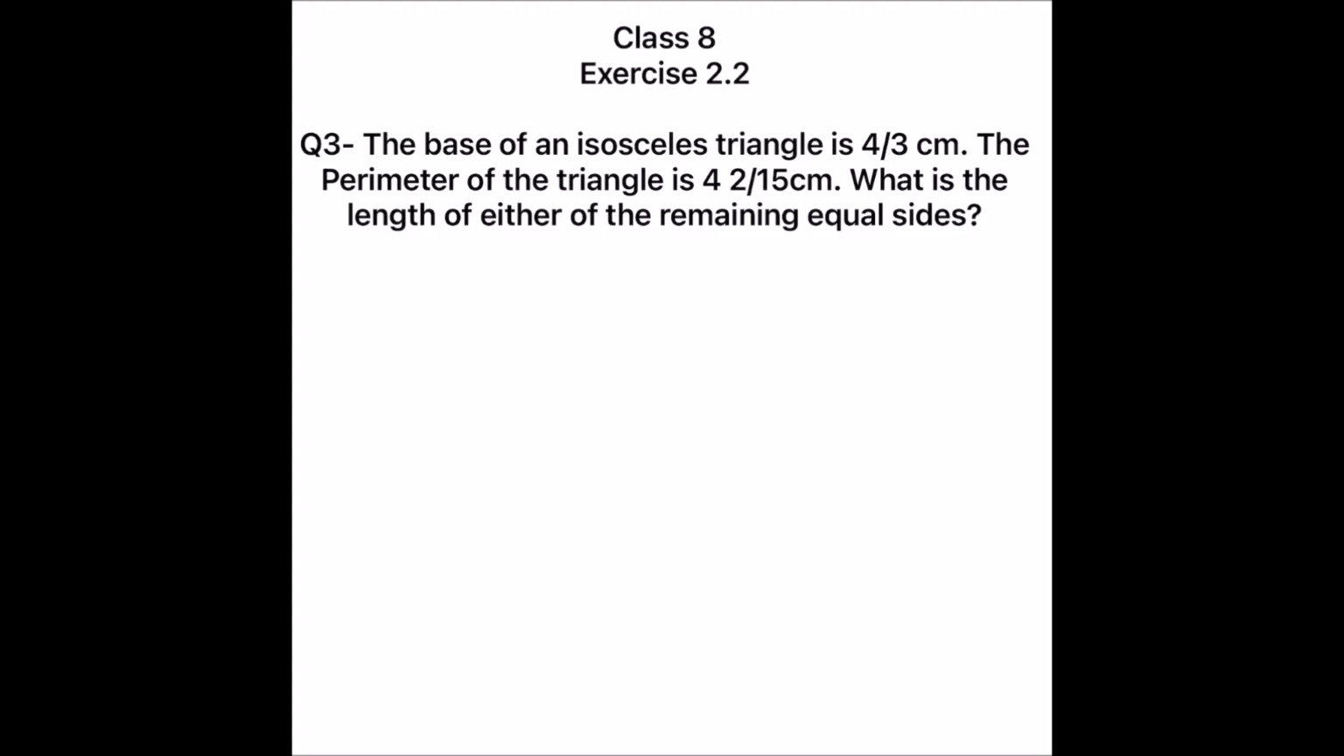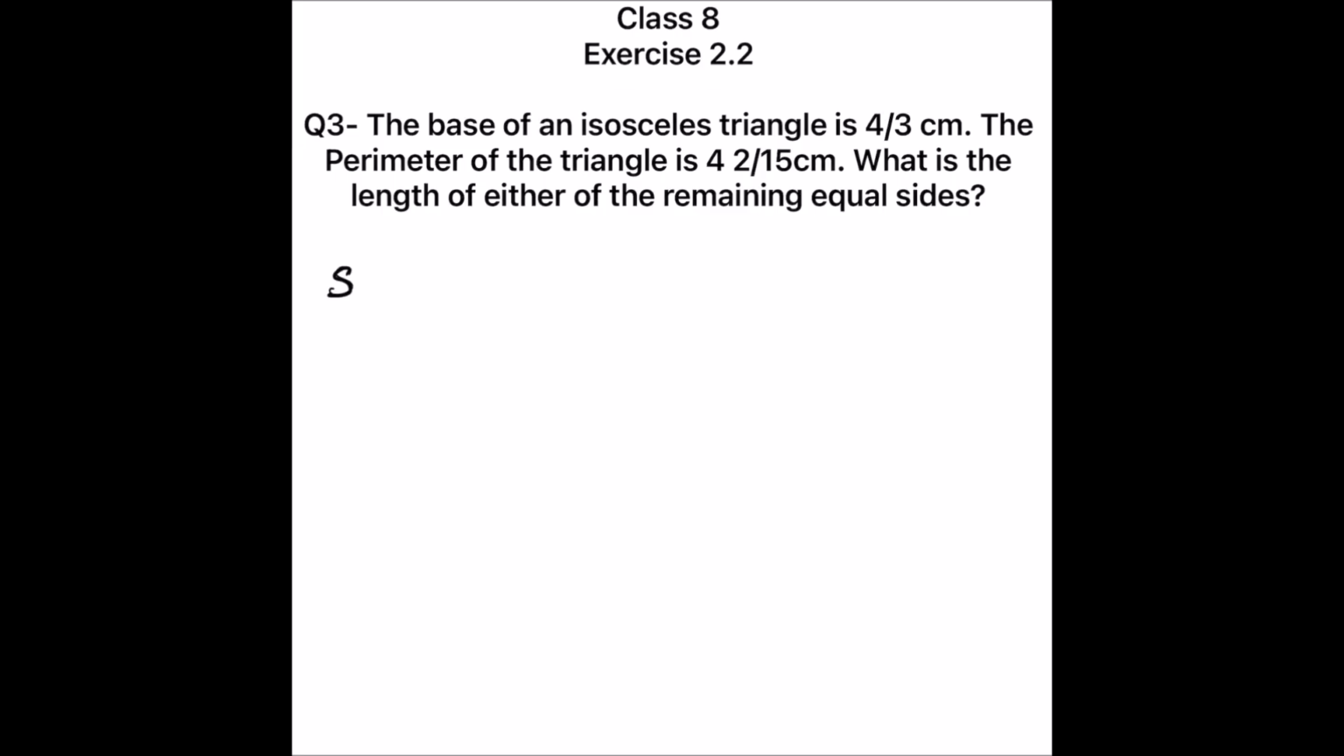Let's solve this question which says the base of an isosceles triangle is 4 upon 3 centimeters and the perimeter of the triangle is 4 whole 2 by 15 centimeters. What is the length of either of the remaining equal sides? This question is from class 8 math, chapter 2, exercise 2.2, question number 3.